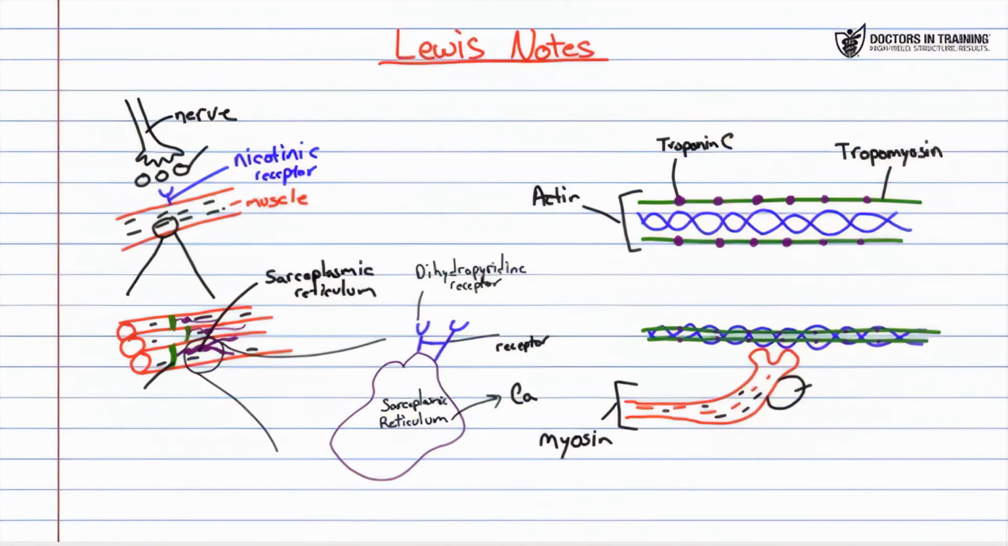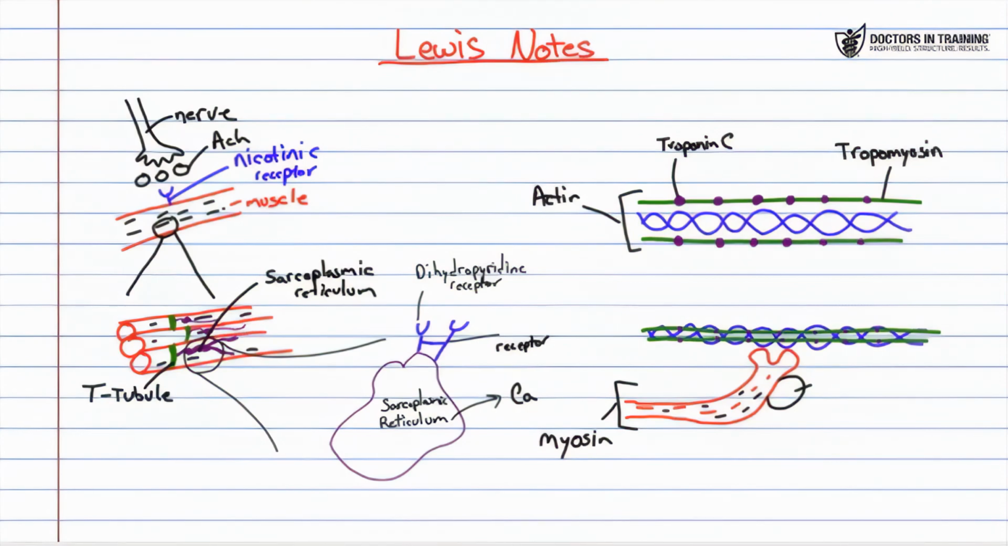So what's taking place here? Well, this is going to be a very simplified version of the physiology. So an action potential travels down a nerve, and acetylcholine is released, which then binds to nicotinic receptors on the muscle. Now the muscle cell depolarizes down the T tubule. And the depolarization eventually gets to a dihydropyridine receptor.